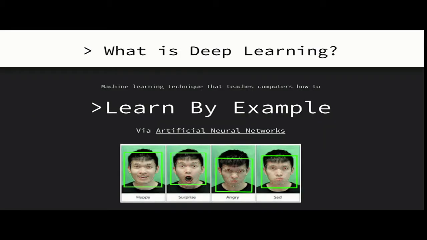So what is deep learning? It is a class of machine learning that teaches computers how to learn by example. Like monkey see, monkey do, but with computers. It can help recognize whether you're happy or surprised, emotions, or you can do stuff like speech recognition.